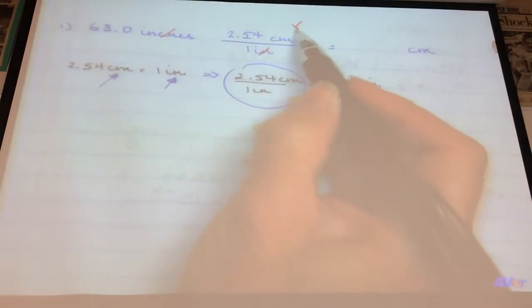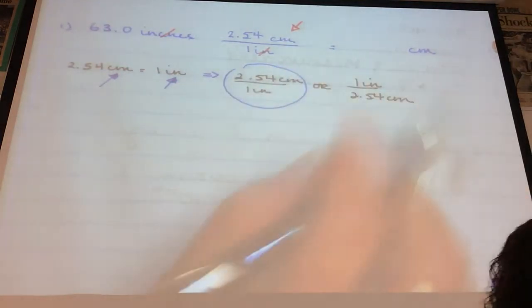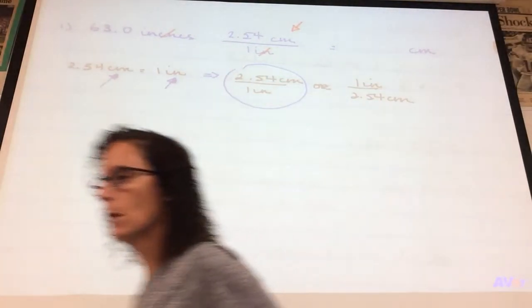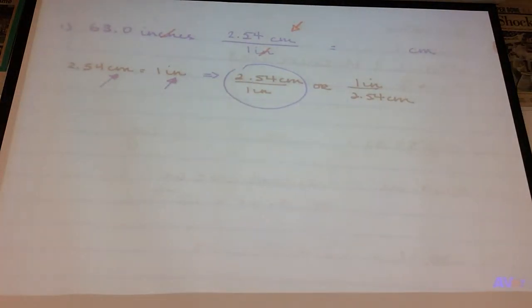Now you have the unit you want, and all you need to do is multiply 63 times 2.54, and that's about 160.